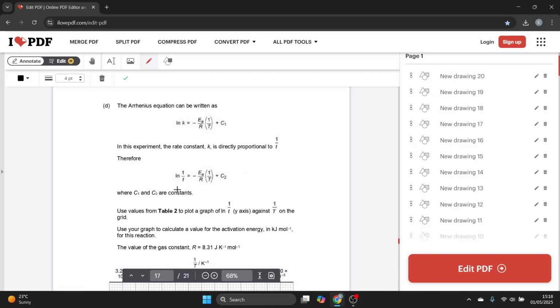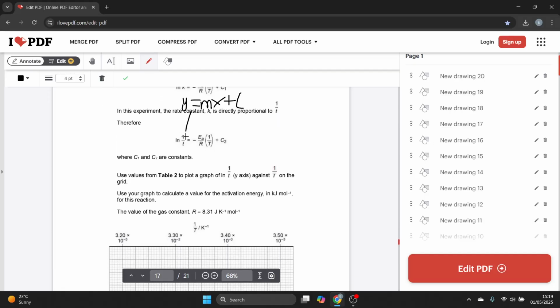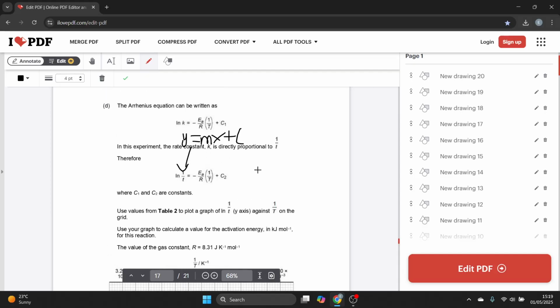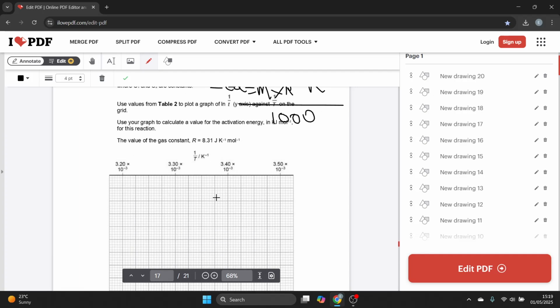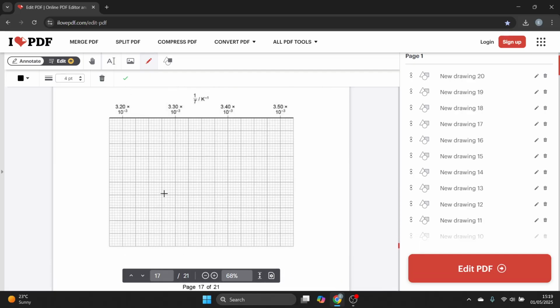But if you just face the question head on, you know that's y equals mx plus c. That's what you're gonna get. It's gonna be for this case, and therefore m equals minus ea over r for both of them, and therefore minus ea equals m times by r, and then minus ea equals m times by r divided by 1000. So you plot your graph, which I ain't gonna go through.